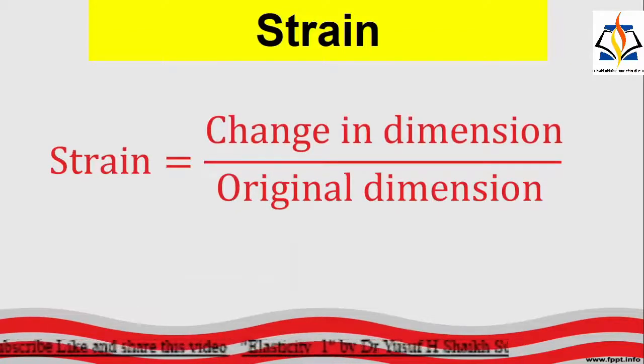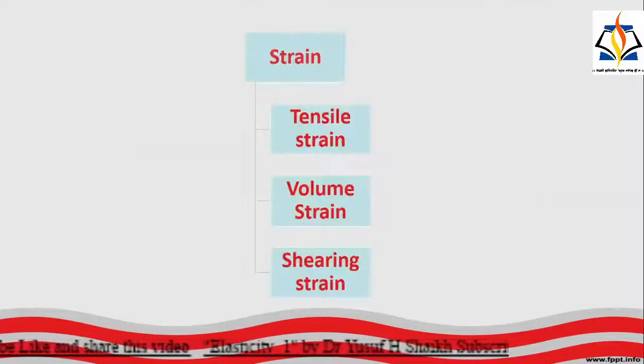Strain. Strain is defined as the relative change in dimension or shape of a body when a deforming force acts on it. Since strain is a ratio, it has no units, it is just a number. There are three types of strain: tensile strain, volume strain and shearing strain.